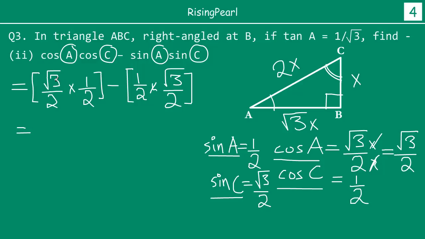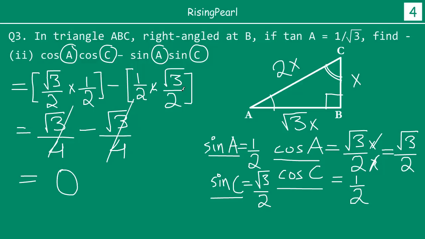So this one is root 3 times 1 is square root 3, 2 times 2 is 4. So square root 3 by 4, minus 1 times square root 3 is square root 3, by 2 times 2 is 4. So essentially, friends, it is the same number. So this minus this is basically 0. So the value of this expression is 0.